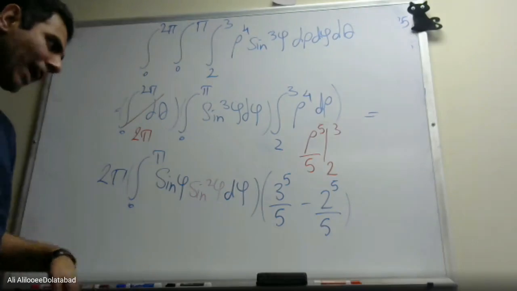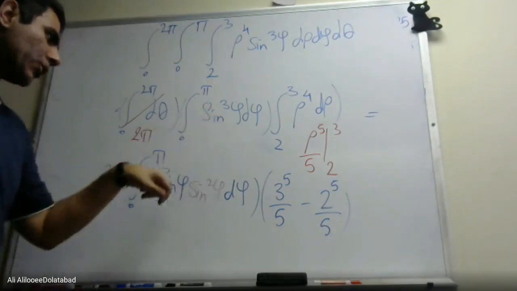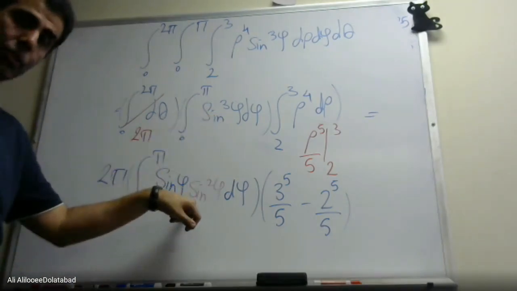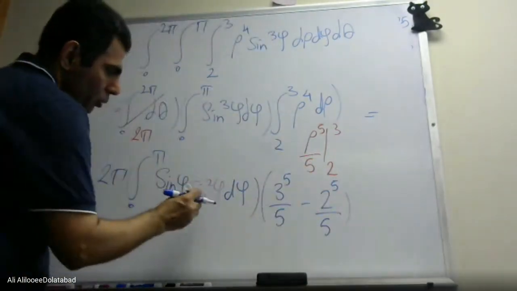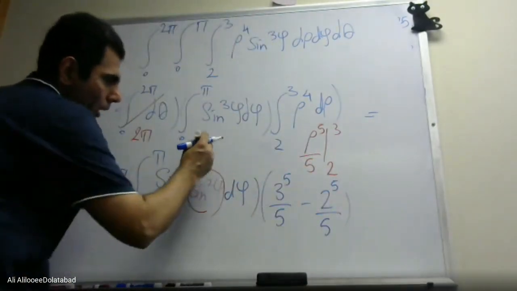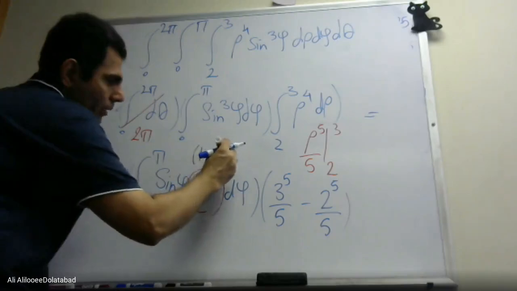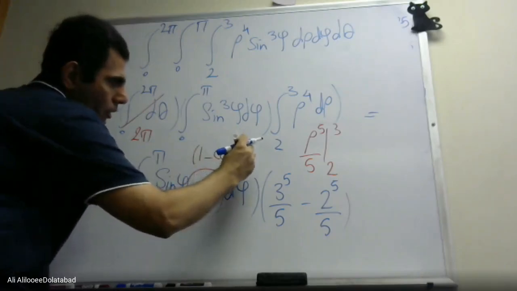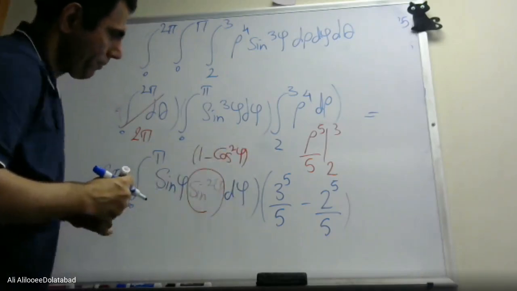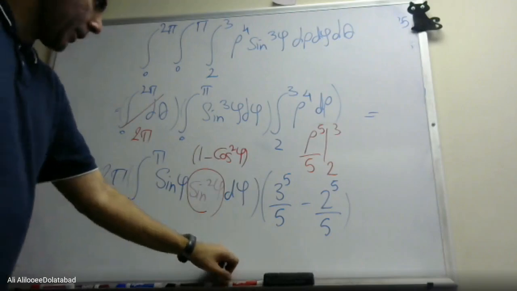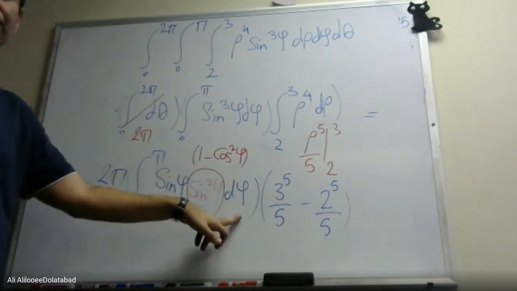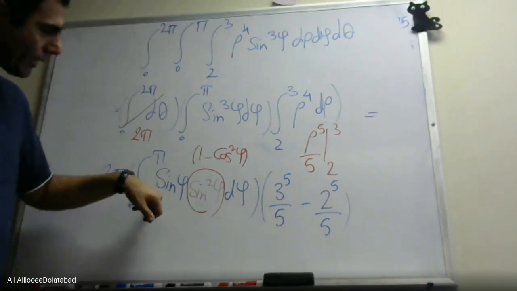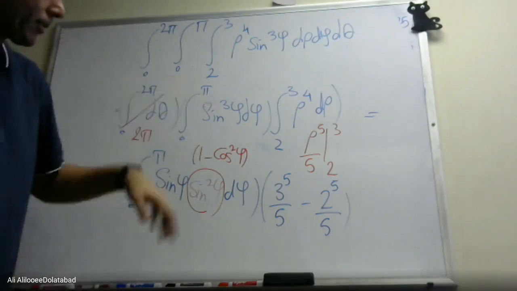So in Calc2, we had this technique. When you write sine cubed as sine times sine squared, all of you know from pre-calc that sine squared can be written as 1 minus cos squared phi. Then I have sine phi times 1 minus cos squared phi d phi. And you can distribute sine of phi, which is something that we will do.